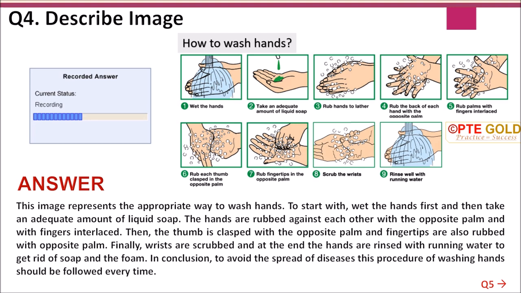Then, the thumb is clasped with the opposite palm and fingertips are also rubbed with the opposite palm. Finally, wrists are scrubbed and at the end the hands are rinsed with running water to get rid of soap and the foam. In conclusion, to avoid the spread of diseases, this procedure of washing hands should be followed every time.